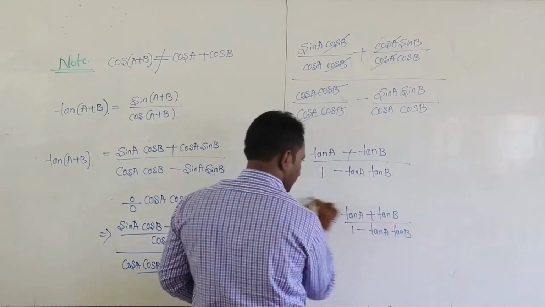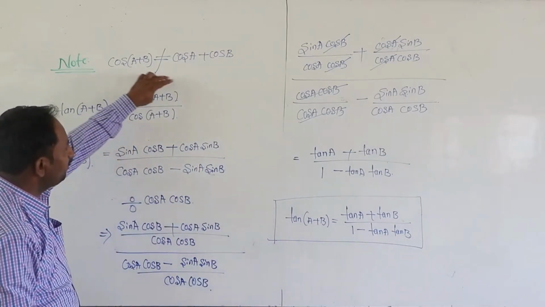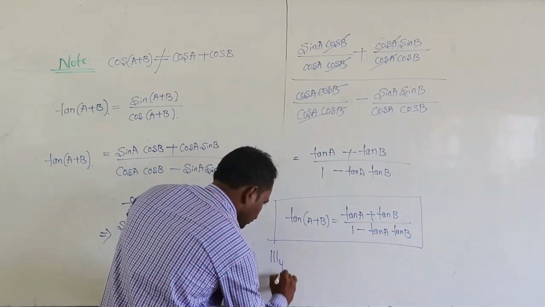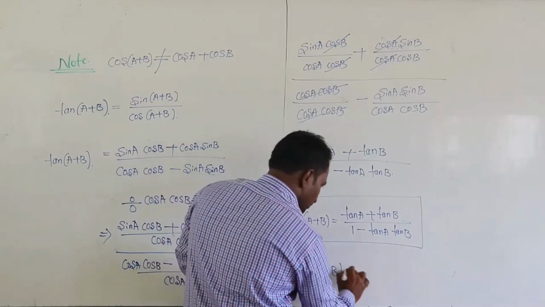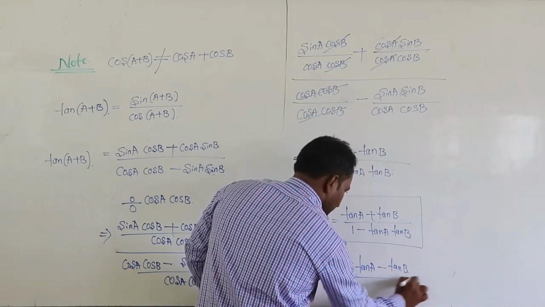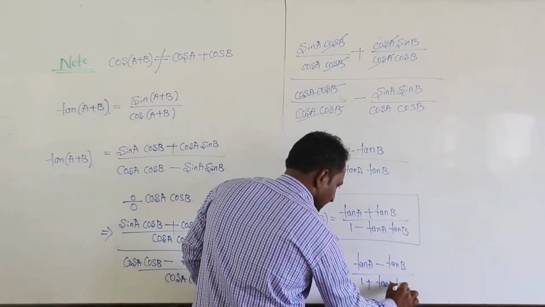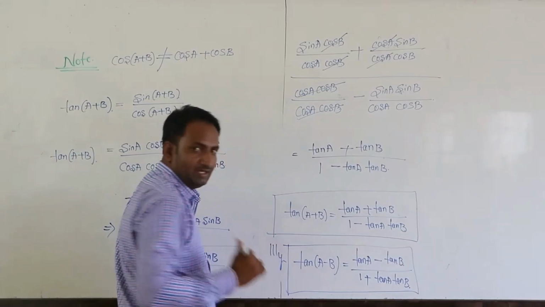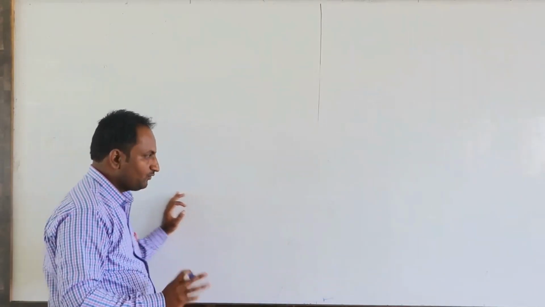Here this is also an important formula. We can derive this formula by using the sine of A plus B and cos of A plus B. Similarly, we can derive tan of A minus B is equal to tan A minus tan B divided by 1 plus tan A into tan B. Here these two we can derive: tan of A plus B as well as tan of A minus B.